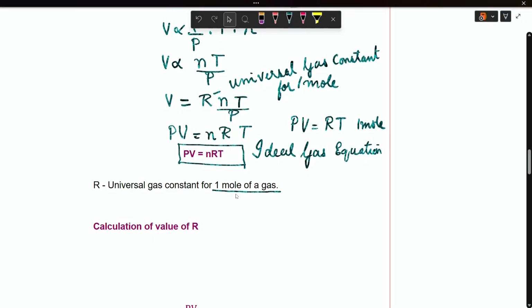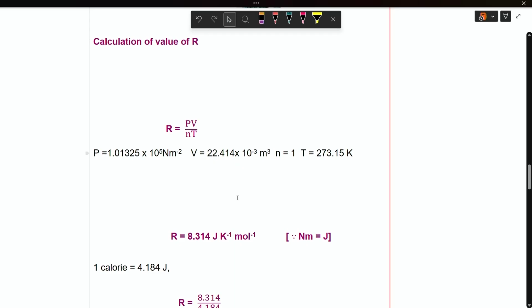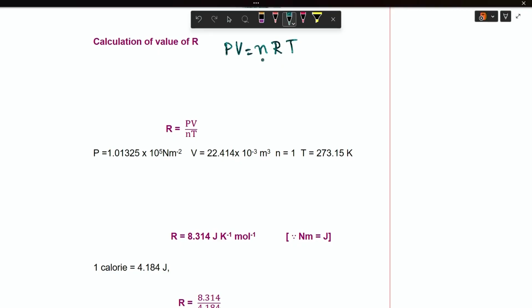Now, how to evaluate? I will give some examples, the rest we will learn by heart as such. We know that the ideal gas equation is PV = nRT. Now, I have to evaluate R, and therefore, I will keep R on one side and take n and T to the other side.